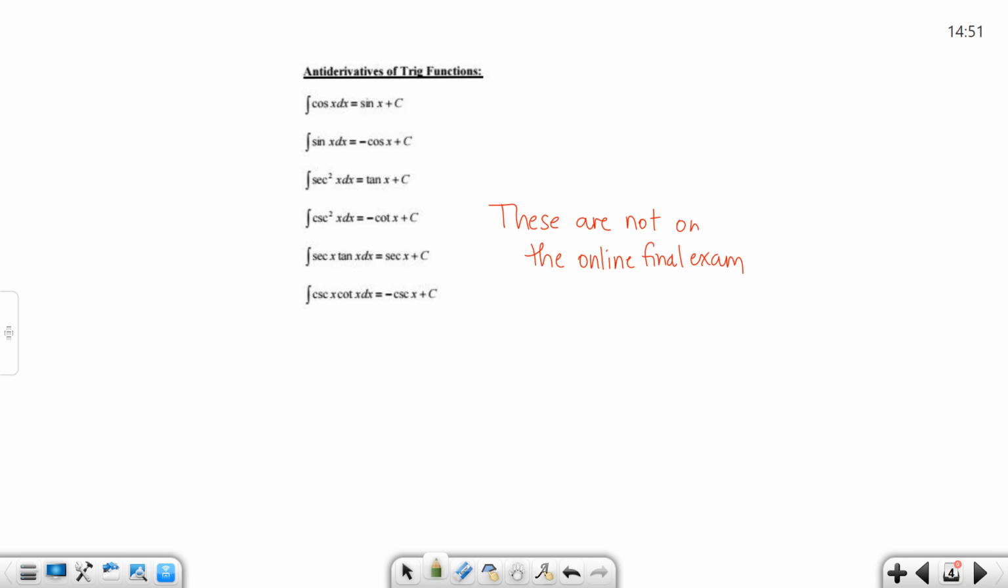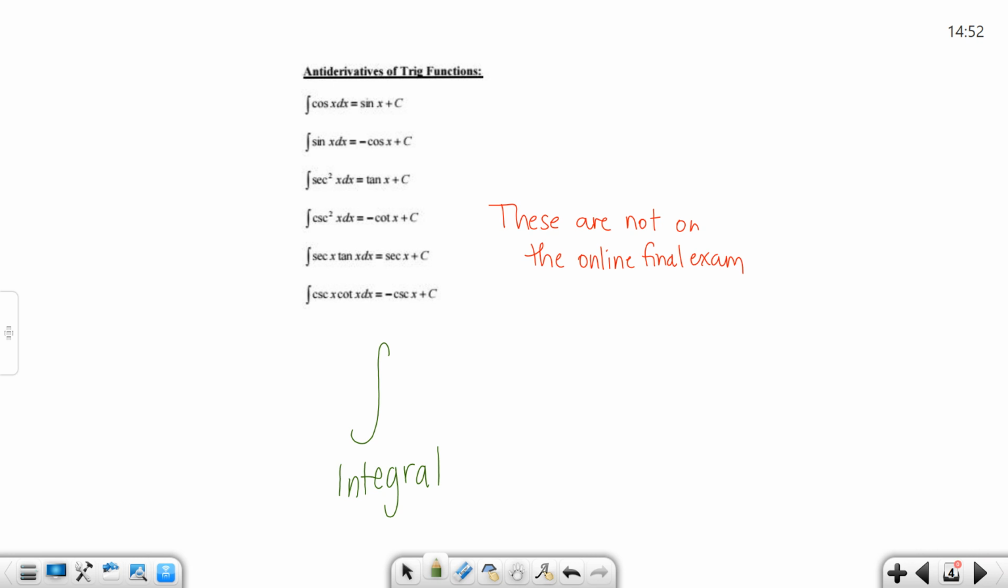Before we go any further, I want to show you the symbol on the front. That's actually the integral symbol. And that integral symbol means antiderivative. So from here on out, when I ask you for the antiderivative, it will have that symbol on there.